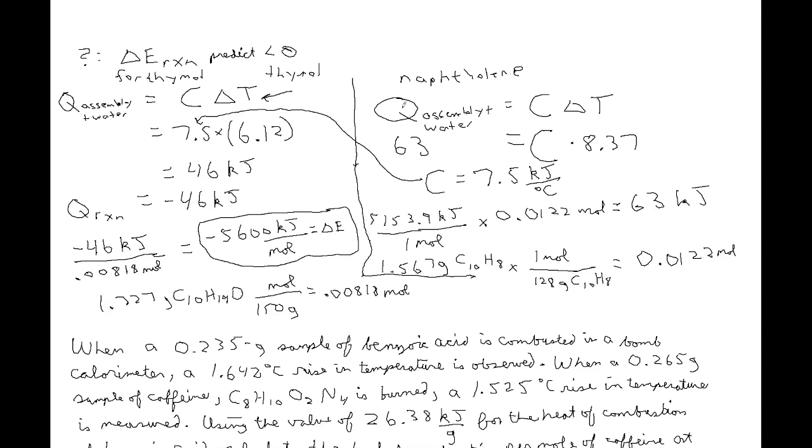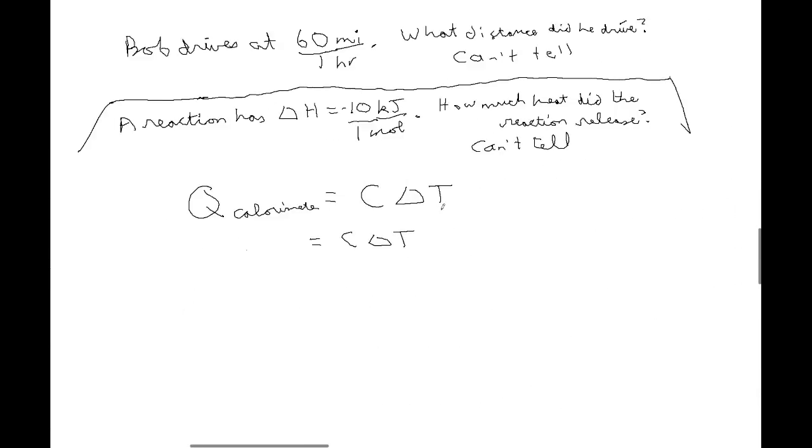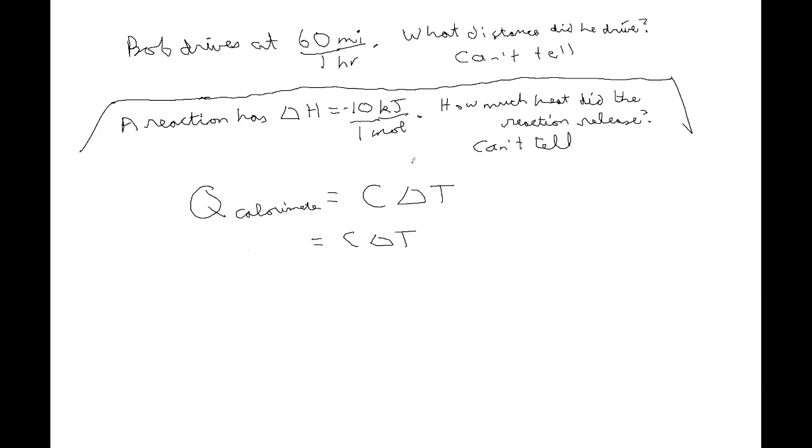Q has to be the actual amount of heat in joules or kilojoules. It can't be the hypothetical amount of heat that comes from the kilojoules per mole or the joules per mole. Just like if you're driving 60 miles per hour, that doesn't tell you what distance you've actually driven. If the reaction is releasing 10 kilojoules per mole, that doesn't tell you how much heat it actually released. What extra information would we need to be told to figure out the actual amount of heat that was released?